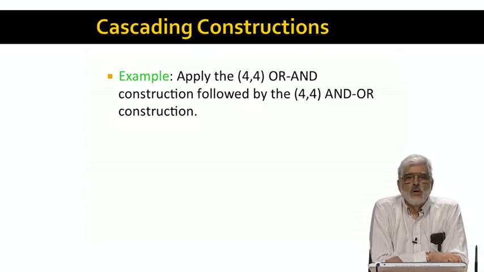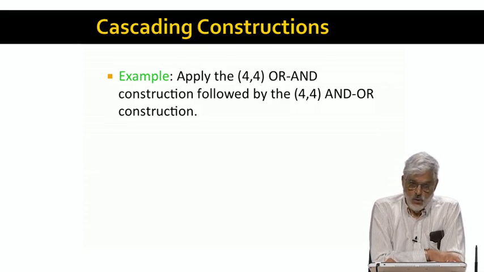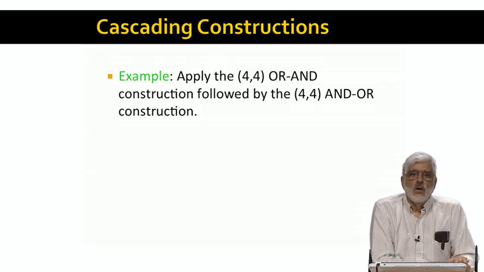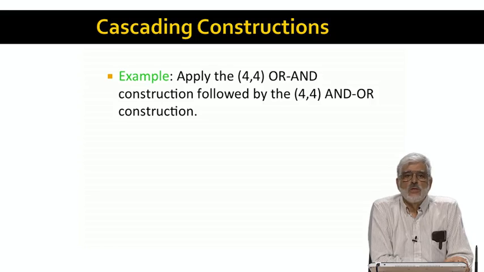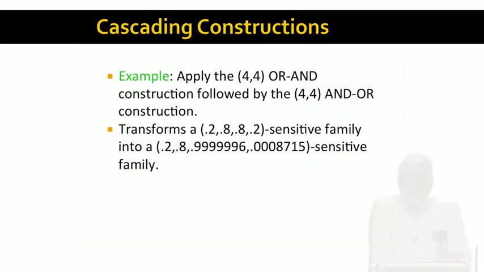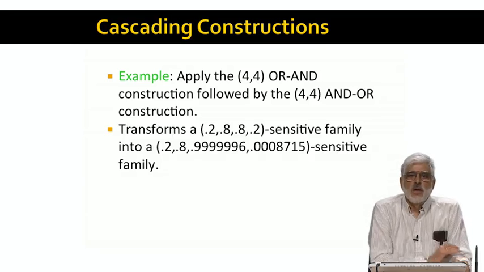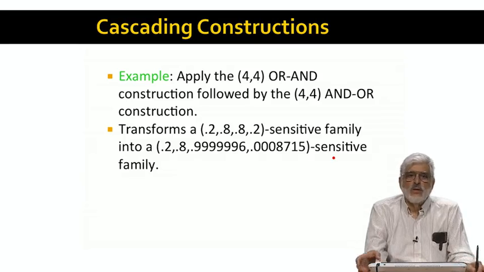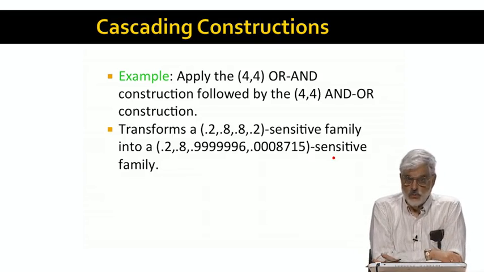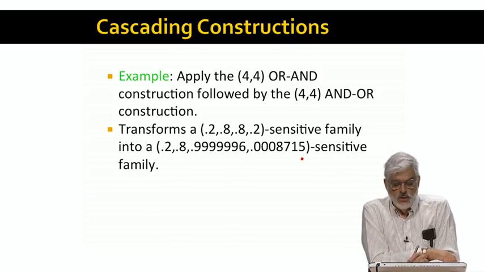For example, we could apply the OR followed by AND construction we just discussed, and then apply the AND followed by OR construction discussed earlier. That, by the way, would be the same as applying a 4-way OR, then a 16-way AND, and finally another 4-way OR. Notice that each construction uses 16 of the original functions, so by cascading these two constructions, we use 256 min-hash functions. If you do the math, you'll find that it transforms the min-hash functions, thought of as a (0.2, 0.8, 0.8, 0.2)-sensitive family, into this.